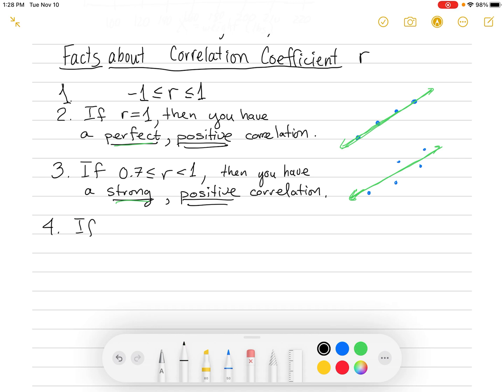Okay, let's do a number 4. If R, the correlation coefficient, is greater than or equal to 0.4, but less than 0.7, then you have what's called a moderate positive correlation. It's not strong, it's not weak, but it's moderate.